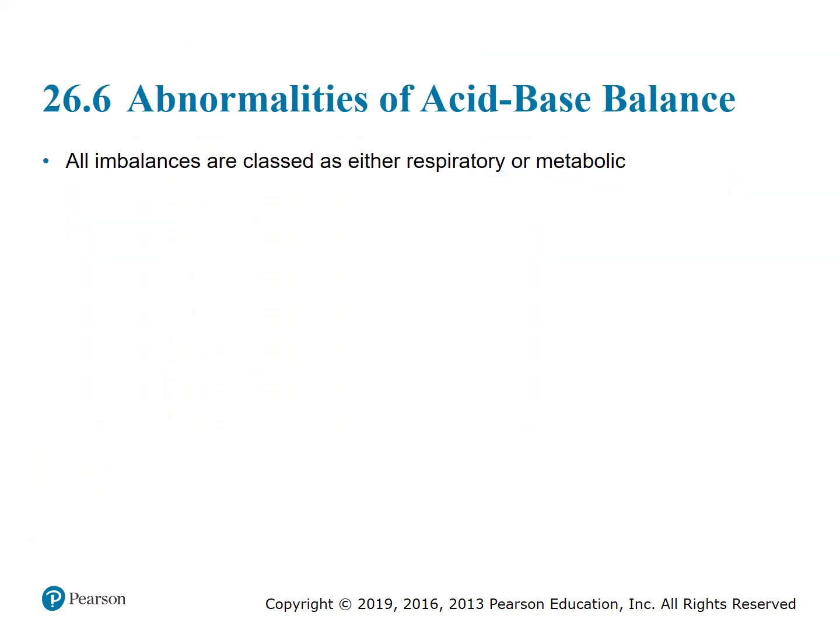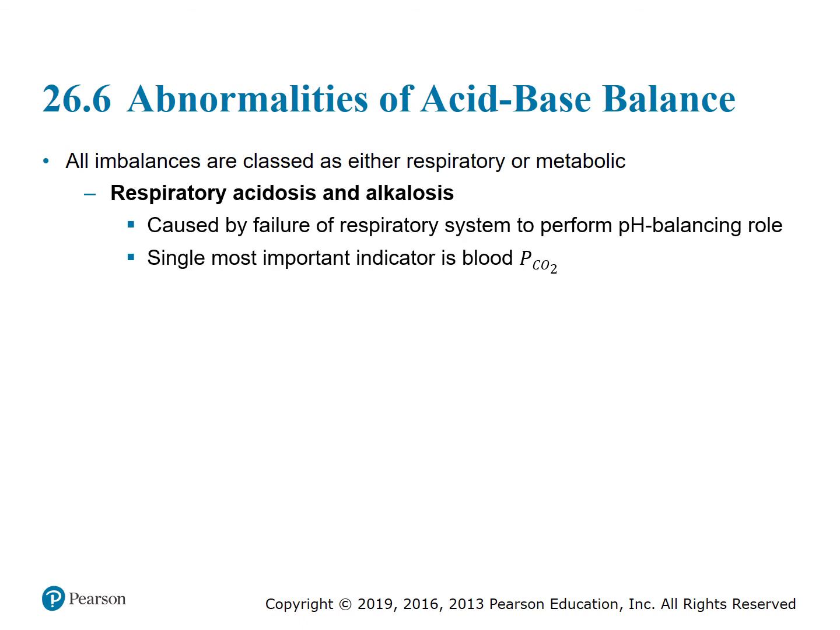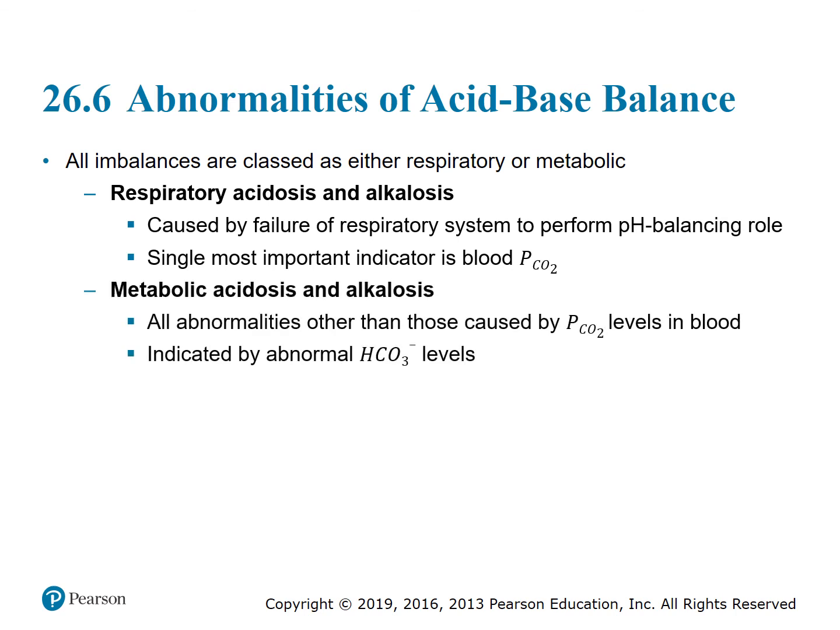So all imbalances in acid-base balance get classified as either respiratory or metabolic, and the reason why is because you can have acidosis and alkalosis caused by both respiratory or metabolic causes. And so in respiratory acidosis and alkalosis, it's caused by the failure of the respiratory system to perform its pH balancing role. And your most important indicator that that's going on is your blood carbon dioxide levels. In metabolic acidosis and alkalosis, this is all abnormalities other than those that are caused by higher CO2 levels in the bloodstream. And so these can be indicated by abnormal bicarbonate levels in the bloodstream.